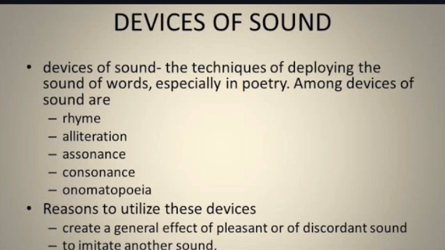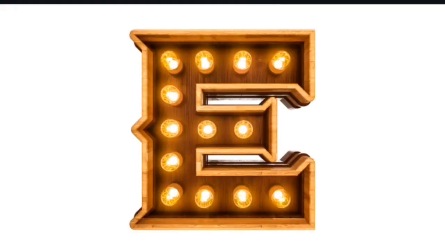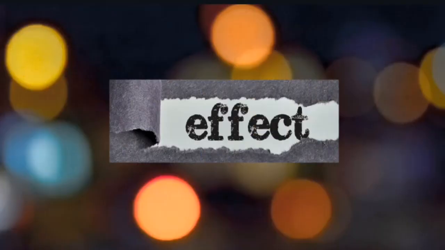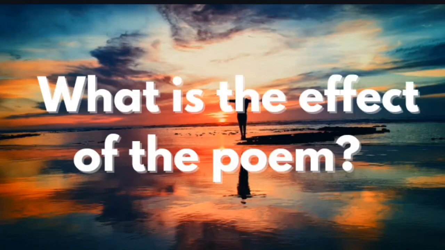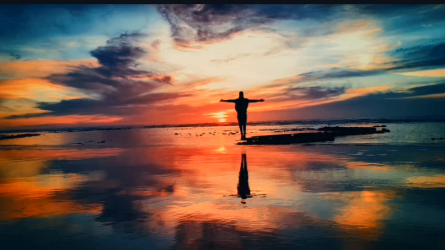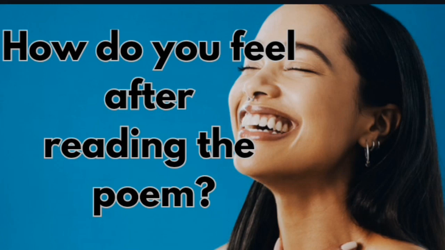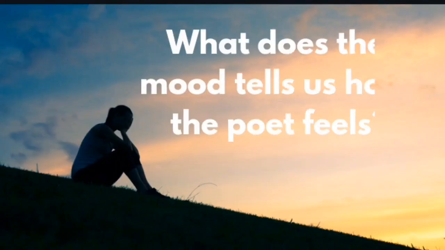Then lastly, we consider the last letter in the acronym, which is letter E. The letter E represents effect. And under the element effect, we consider the effect of the poem on the readers. Now you ask yourself the following question: how do I feel after reading the poem? Do I feel good? Do I feel sad? You also consider what the mood of the poem tells us about how the poet feels.